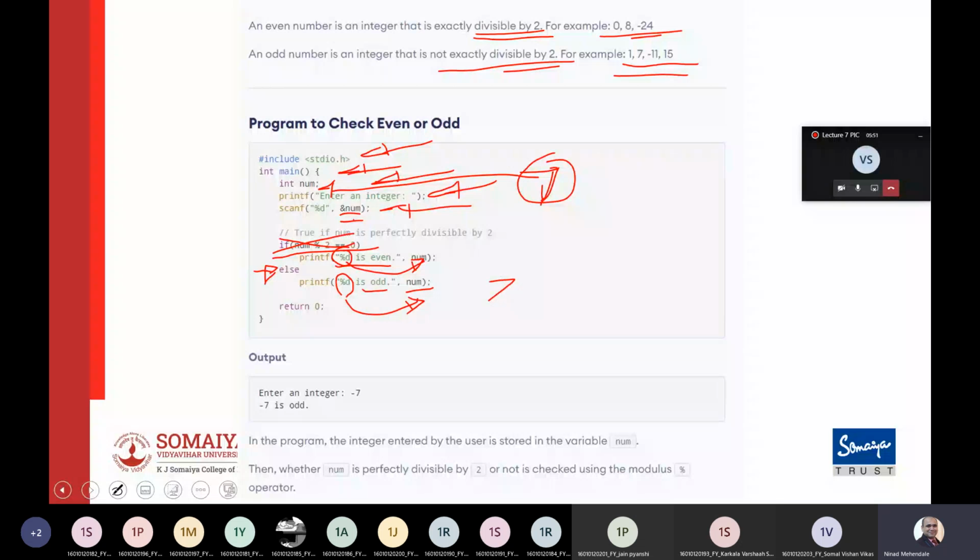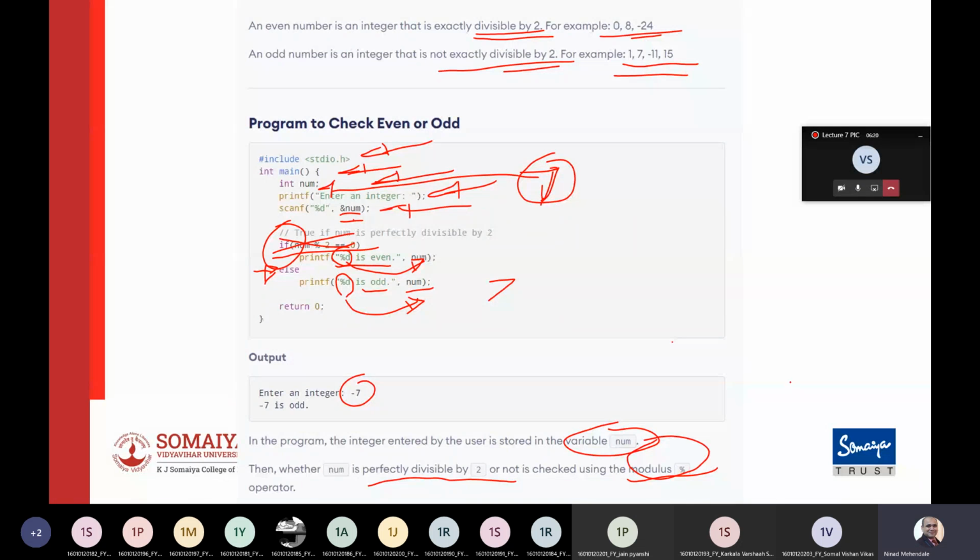So here is an example. Enter integer. The user has entered -7 and it is displaying -7 is odd. Now, in the program, the integer entered is stored into the variable num, and whether num is perfectly divisible by 2 or not is checked by the modulus operator. So here, what we have seen is the if statement and the modulus operator used.